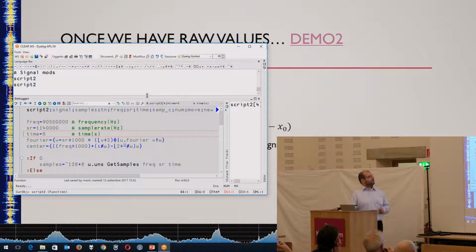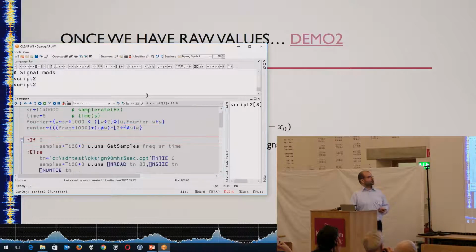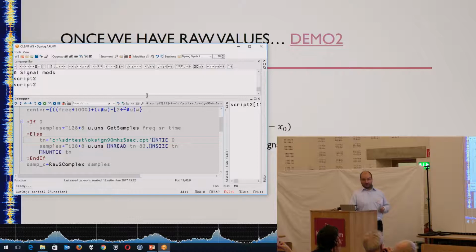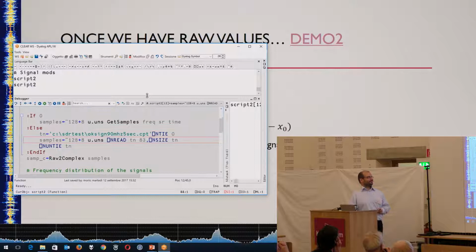Okay, so frequency, sample rate, time, some helper functions. And actually, I must say now that I'm not using the device itself. I'm using a pre-recorded signal. I recorded it at home because you never know what you will hear. So, however, this is the same.